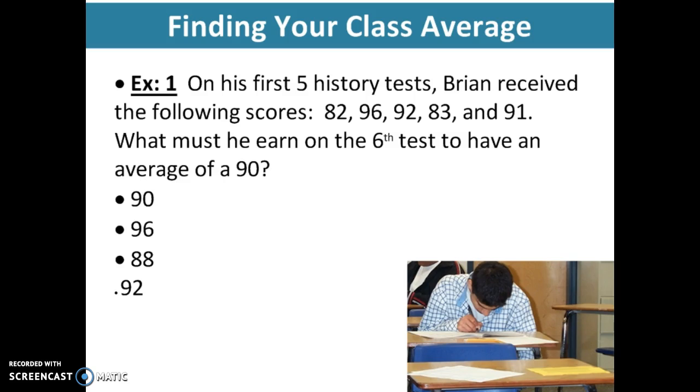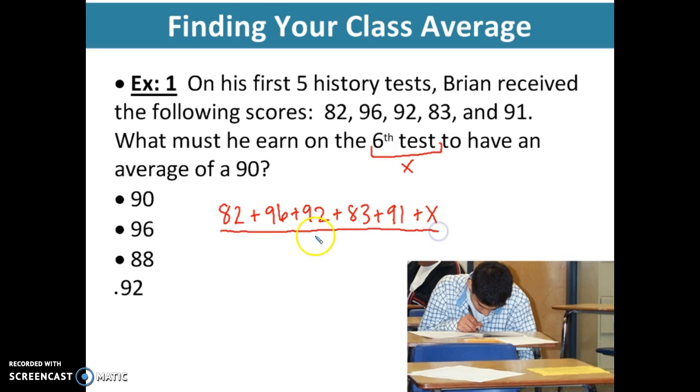For example, we want to find the class average. On his first 5 history tests, Brian received the following scores: 82, 96, 92, 83, and 91. We want to know what he must earn on the 6th test to have an average of a 90. We're going to call this 6th test X, because that's the one we're looking for. We want an average of 90, so if I add up all 6 of his scores and divide by 6, I should get 90. So we could say 82 plus 96 plus 92 plus 83 plus 91 plus that 6th test X, and divide all of those by 6, and we should get a 90.